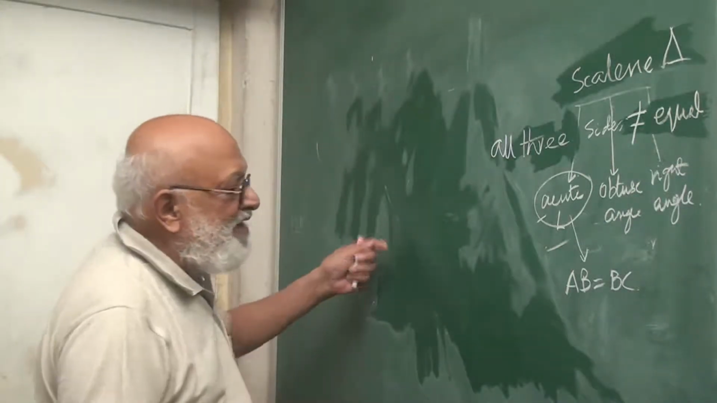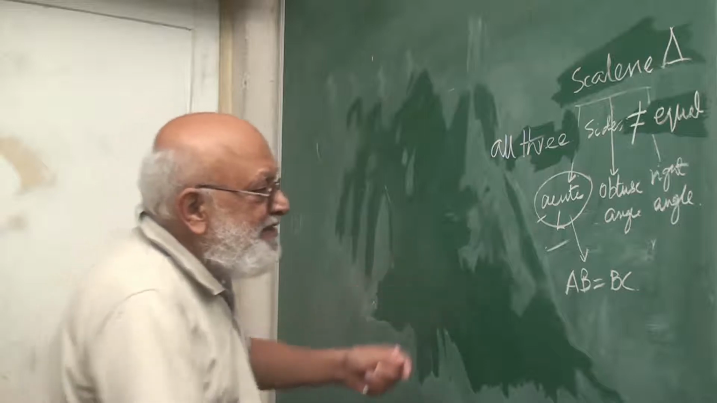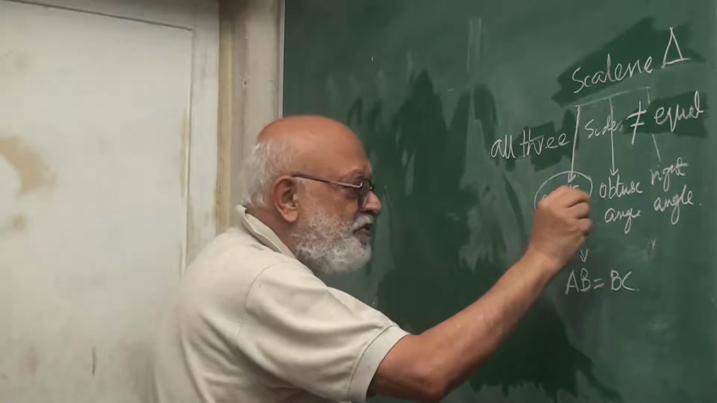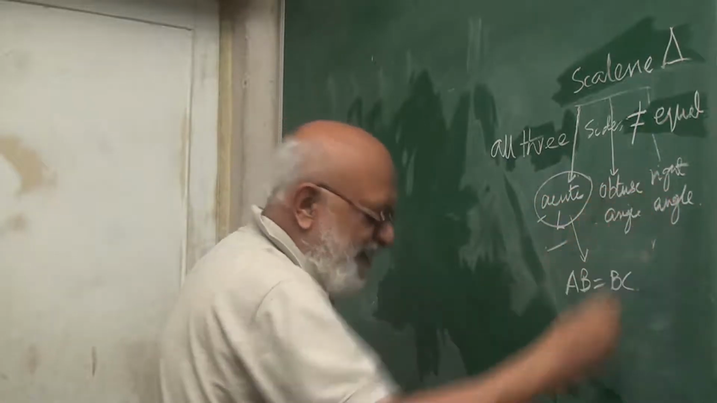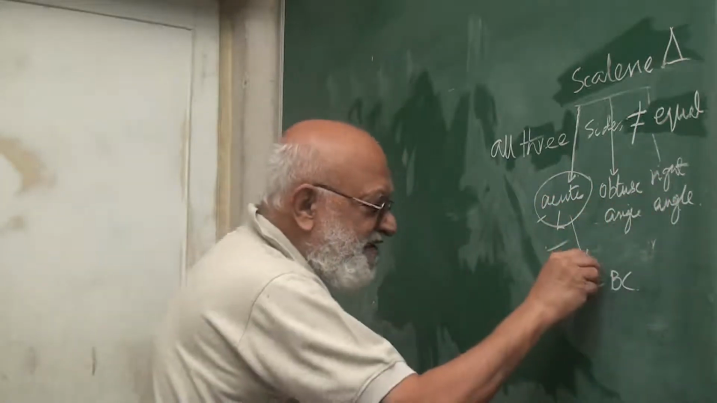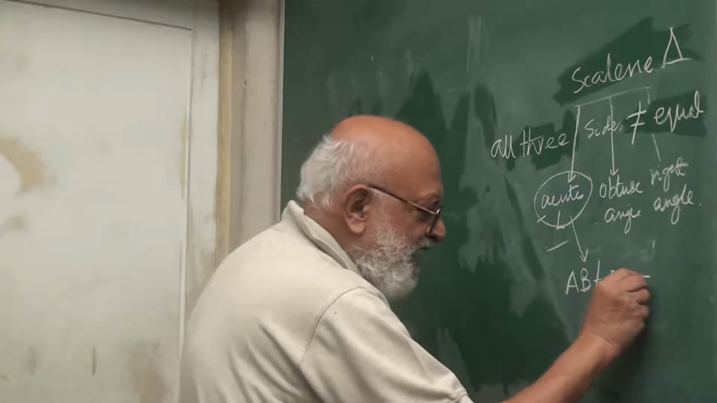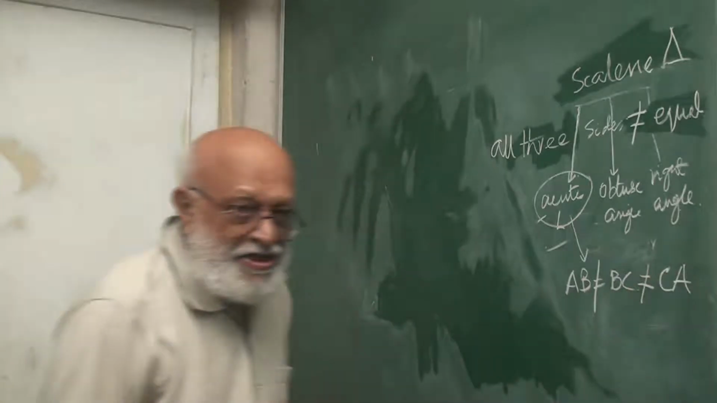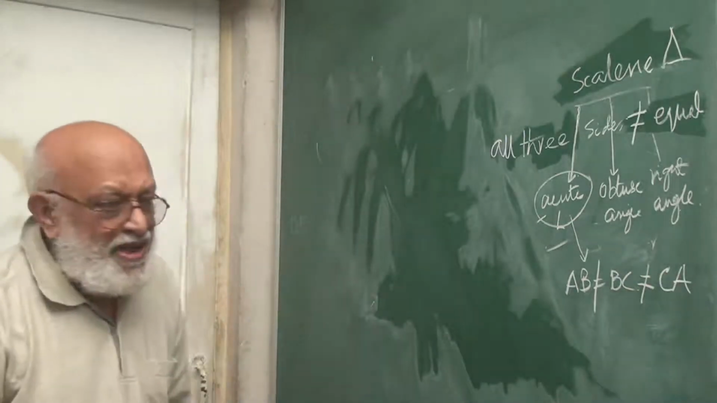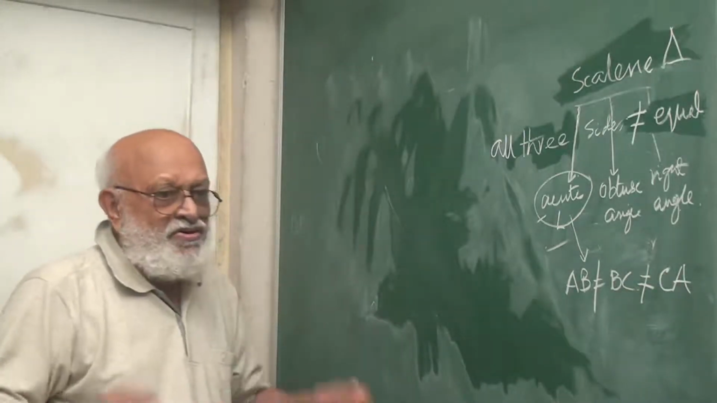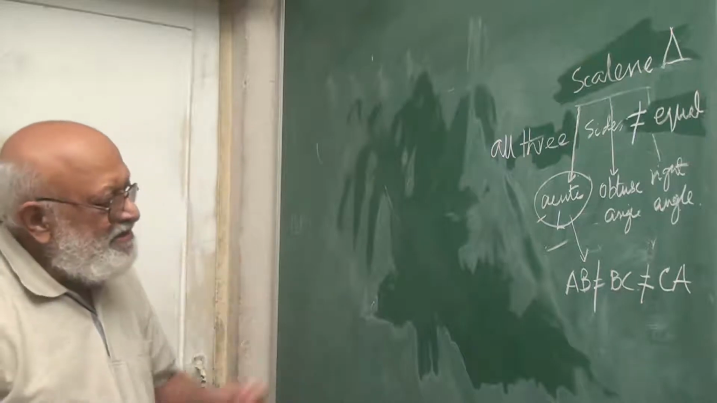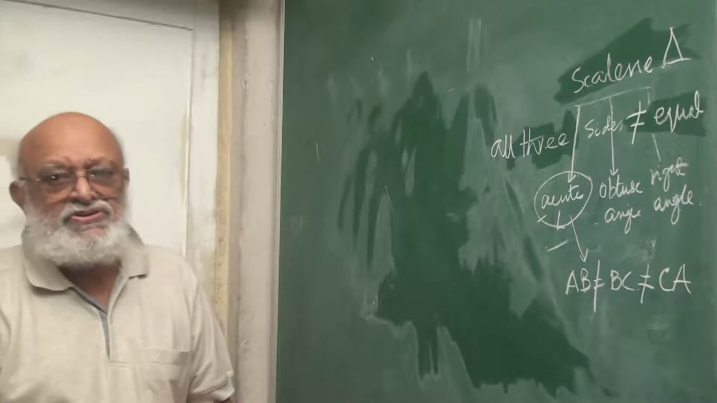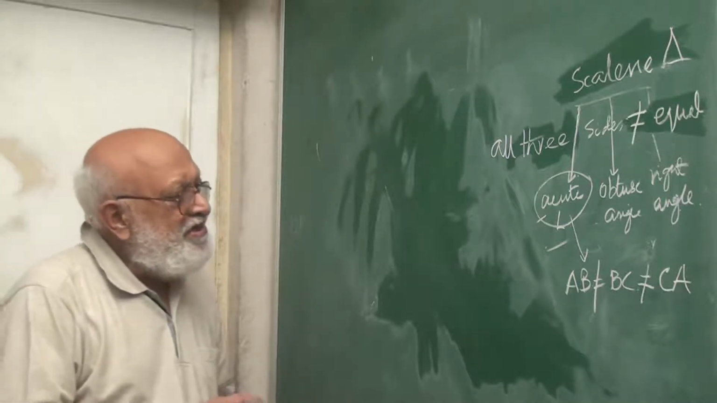The base and the other two sides are all different. Again, the classification remains the same: there can be acute, obtuse and right-angled ones. And AB is not equal to BC and not equal to CA. Okay? So I think this is enough of an introduction to triangles. You can combine this with other knowledge that you have learned in school or in your coaching classes.